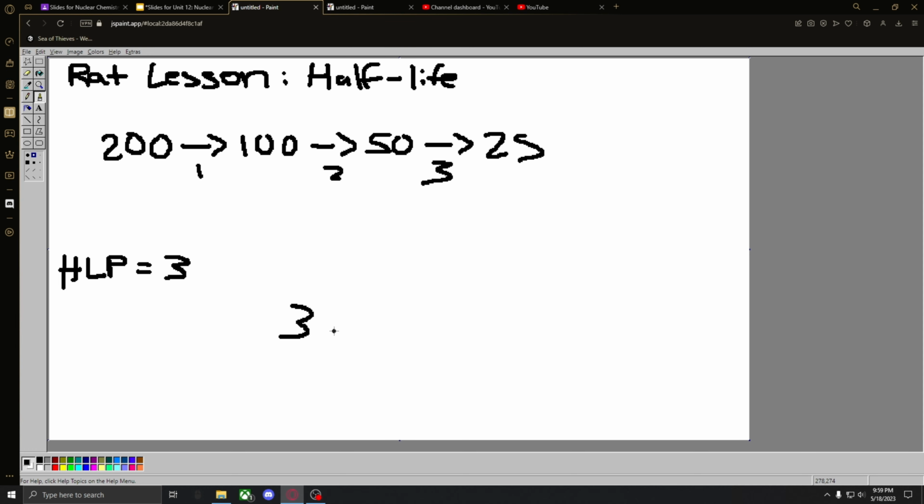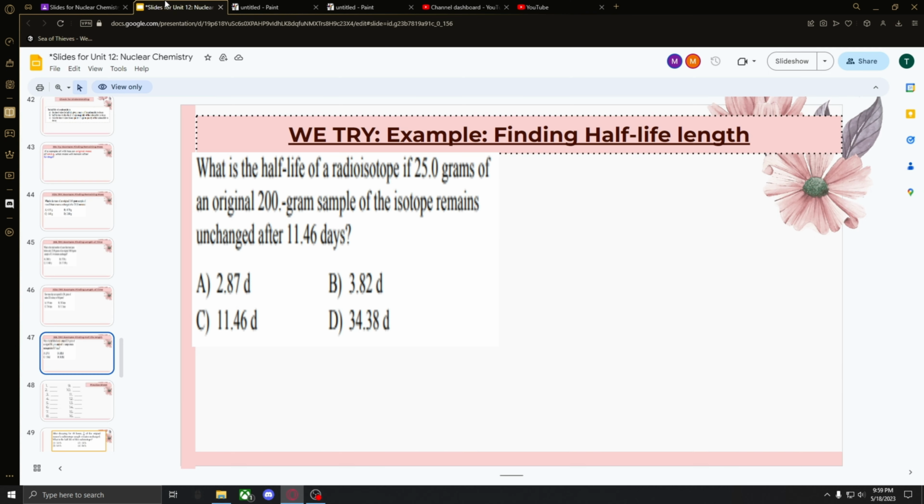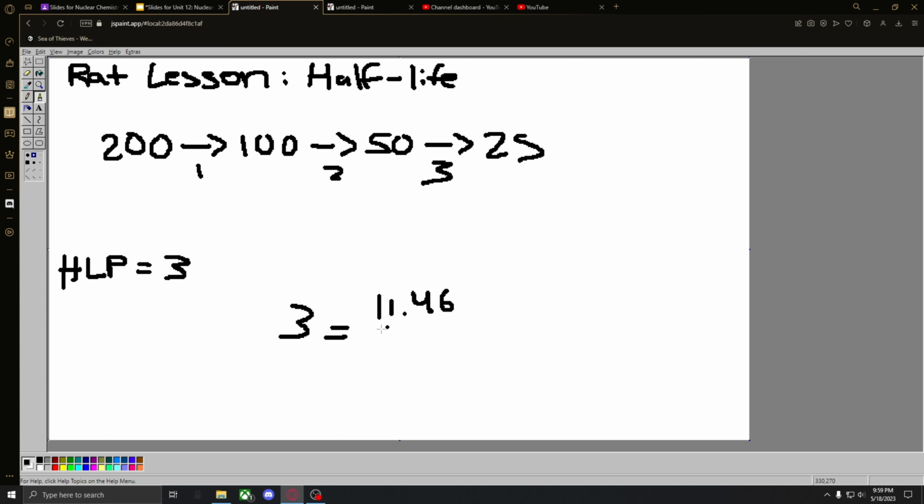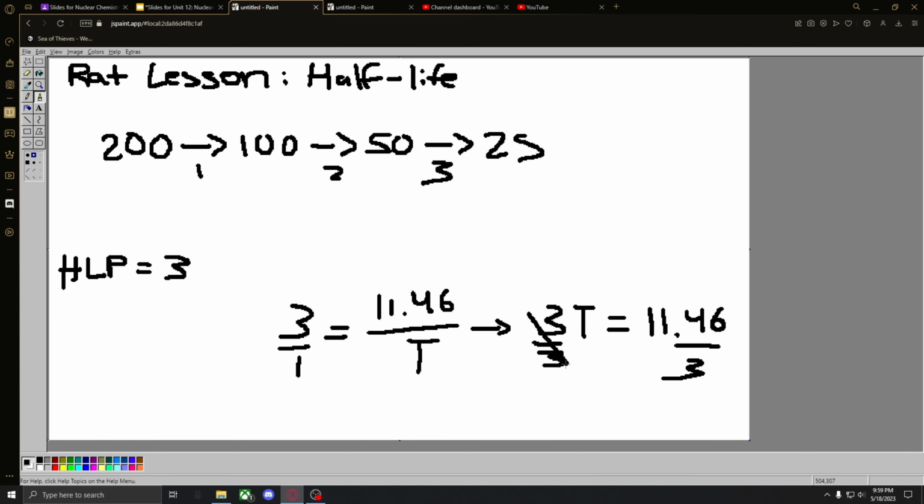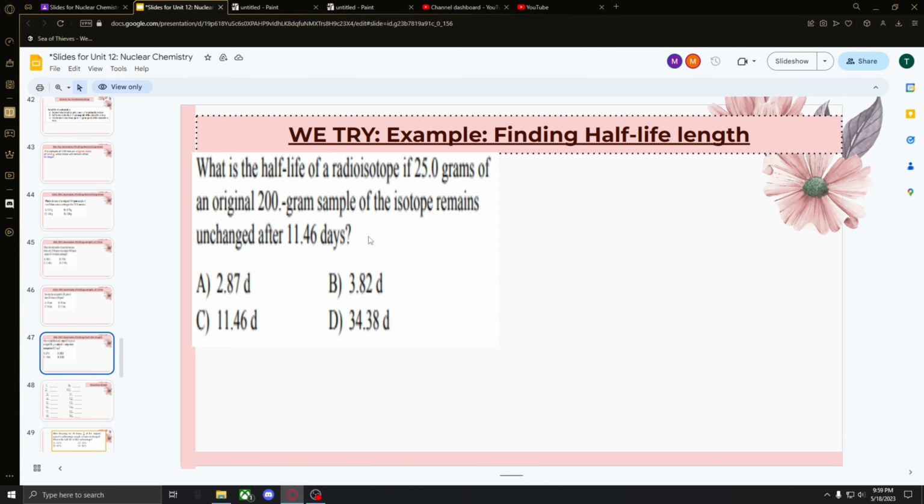So now we use our formula. 3 is equal to the time, which is given this time, 11.46, over big T, because it's the half-life and we don't know what that is. So let's multiply, and this becomes 3T is equal to 11.46. Now you solve for T by dividing: 11.46 divided by 3, you get 3.82. I'm pretty sure this is in days. Yep, it's B. That's all you need to know on finding half-life.